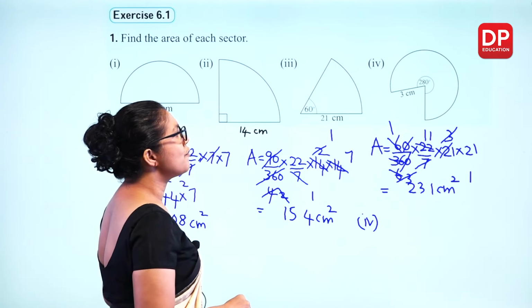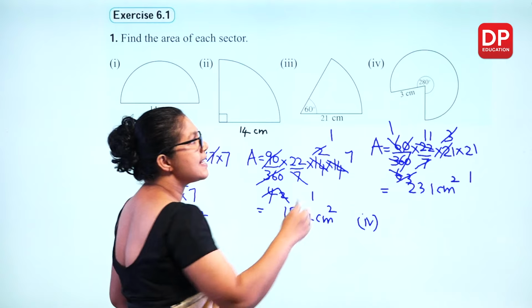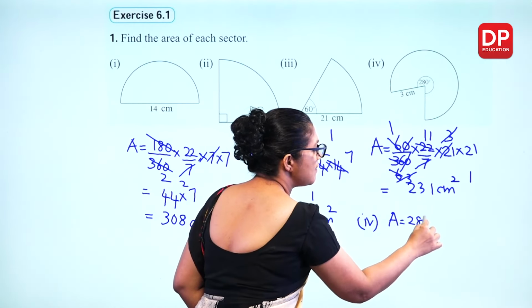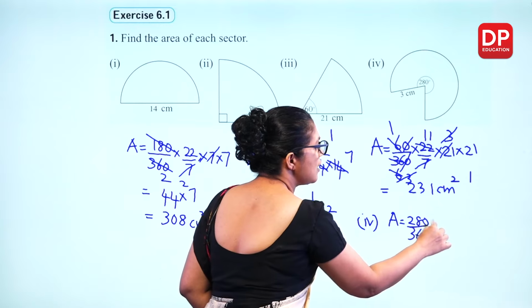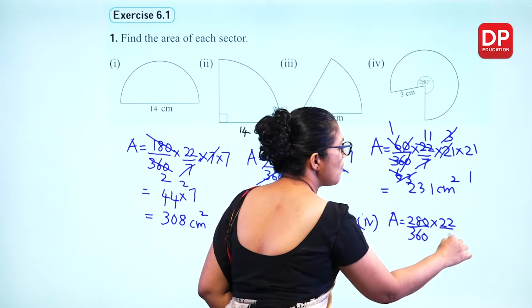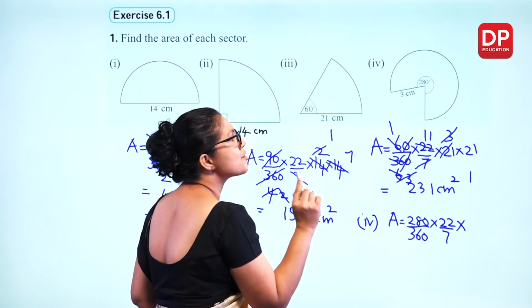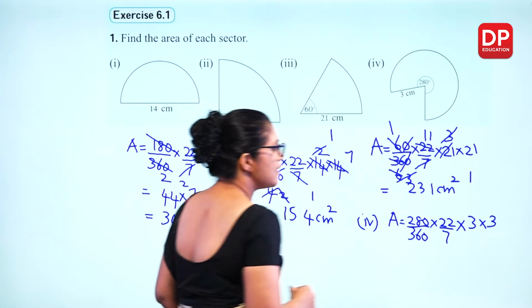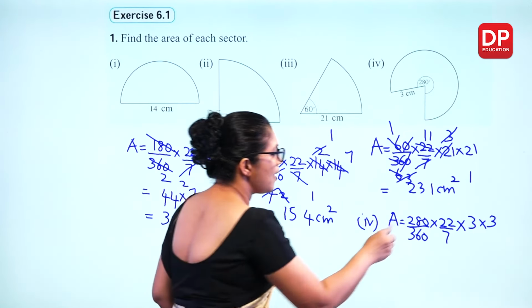So what's the area of the fourth one? The angle at the center is now 280. So angle divided by 360 into pi. Pi is 22 over 7 into r squared. r is here 3 centimeters. So 3 times 3. Now try to simplify here.